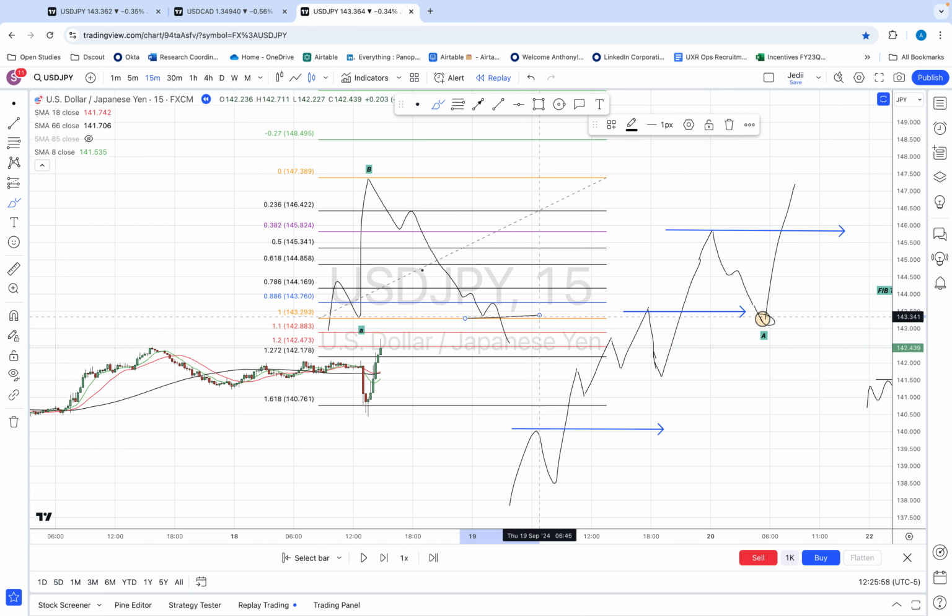Once it breaks your point A, this fib is no longer valid. Okay? So once your point A was broken, that fib level was no longer valid. You cannot count on that fib level to be valid any longer. Essentially what this means is if this was a bullish market and it breaks your point A, then the market might be transitioning into a bearish market. So now you're not looking for buys because your point A has been broken.